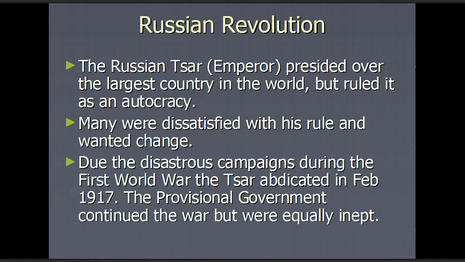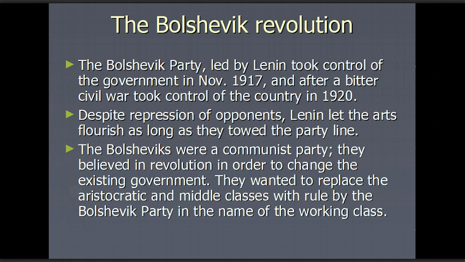In February 1917, the Tsar steps down, so you effectively get your first revolution, and you get the provisional government being set up, but unfortunately for them, they continue the war, and they were equally as inept. In October 1917, depending on which calendar you use, Lenin and a group of professional revolutionaries take over Petrograd, as St. Petersburg was known at that time, and effectively start the country. This eventually led to the Civil War, which the Reds, the Bolsheviks, won by 1920 and effectively controlled the whole of what became then known as the Soviet Union.